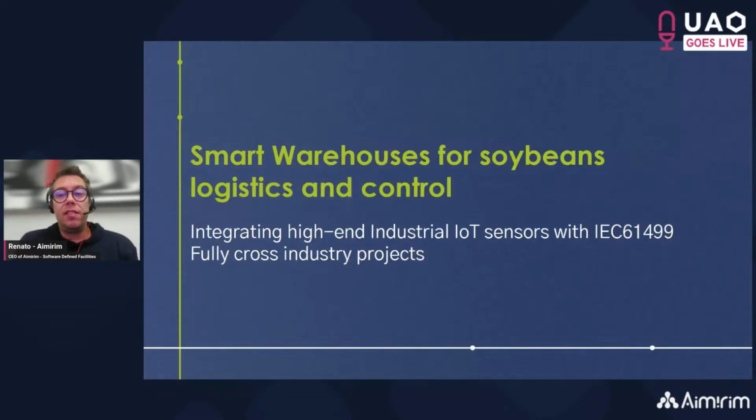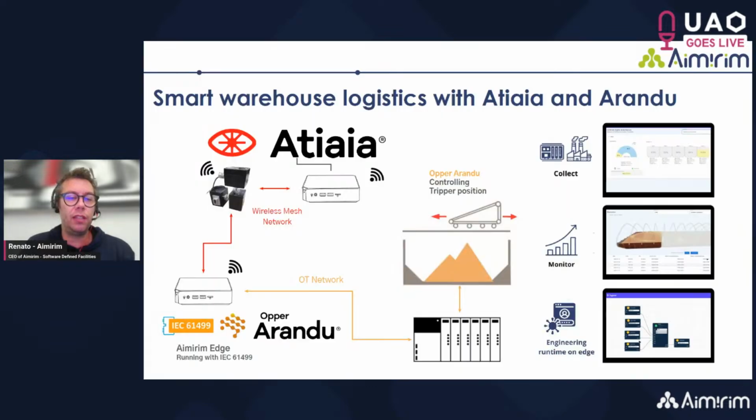But the 61499 allows us not only to go to one vertical of industries. So here I would like to show to you how cross-industry we can be using this kind of technology. So I have here a smart warehouse for soybeans, logistics, and control. We're integrating high-end industrial IoT sensors that we developed with 61499. So it's a fully cross-industry project.